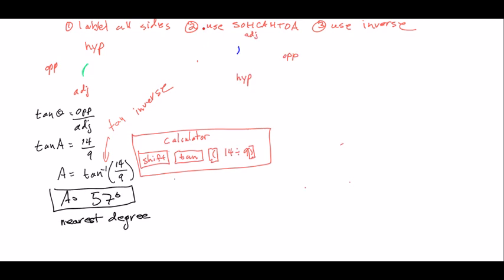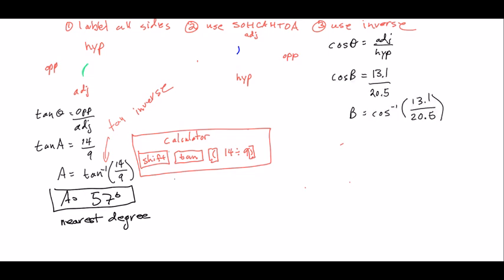Based on our angle, we have two sides, and those two sides are the adjacent and the hypotenuse. So for the adjacent and the hypotenuse, we're going to use cosine, which gives us this. And upon substitution, we get the following. Inputting the information into our calculator, we get the following. So we get B is equal to 50 degrees.